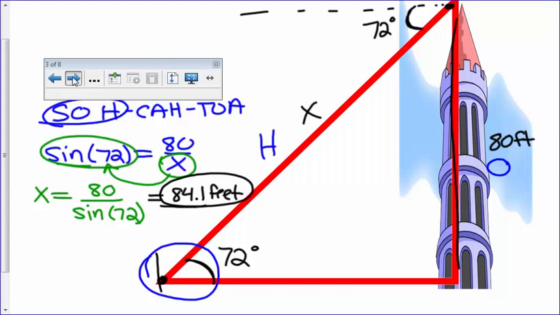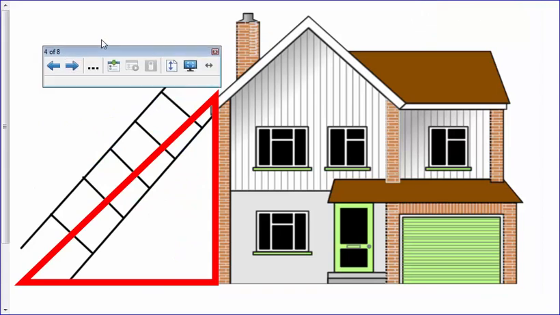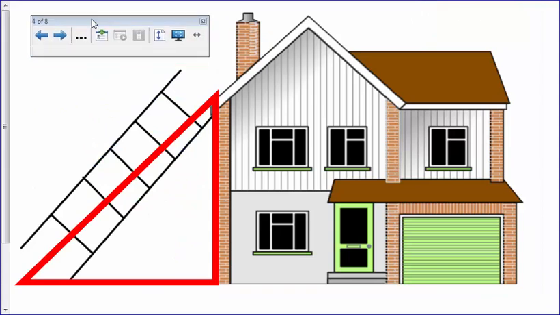Let's go on to the next problem. Okay, and I've got an elaborate picture. Your picture doesn't have to be this elaborate. You can draw a little stick house, a little stick ladder, or just draw yourself a right triangle. In this question, it says a ladder leaning against a house makes an angle of 60 degrees with the ground. So they haven't even said the word elevation or depression. They just said that this ladder, which is this part right here, makes an angle with the ground of 60 degrees. So this is 60 degrees.